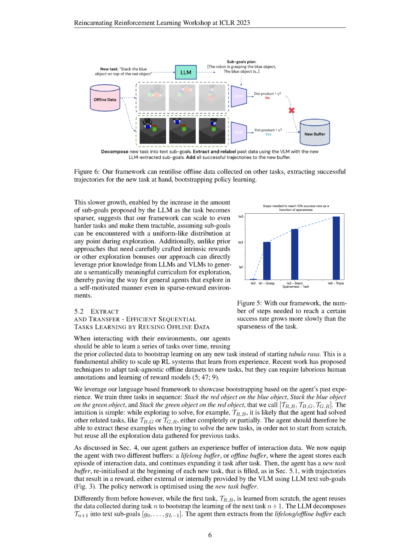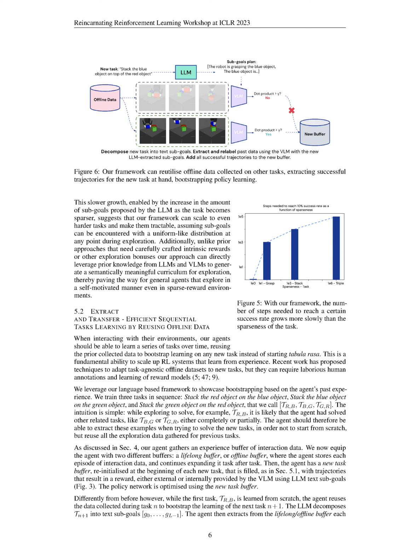To demonstrate our approach, we train our agents on 3 tasks in sequence, stacking a red object on a blue one, a blue object on a green one, and a green object on a red one. We label these tasks as T(R,B), T(B,G), and T(G,R) respectively.